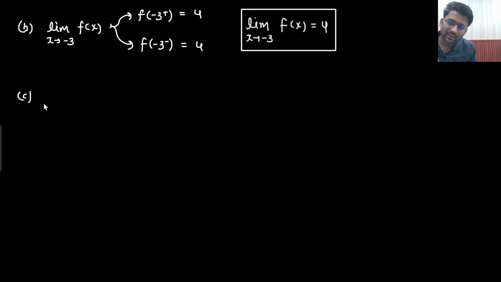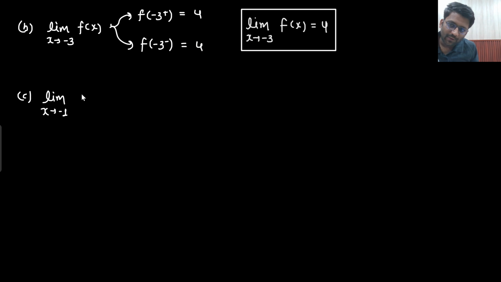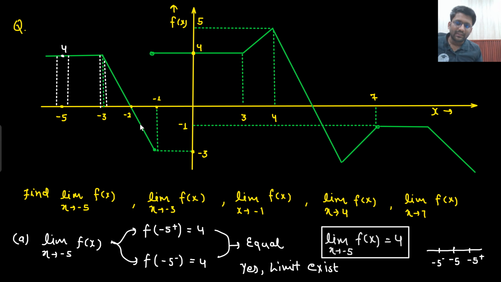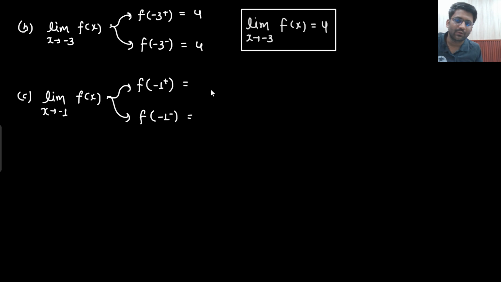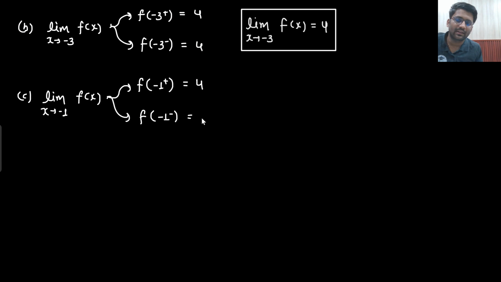Let's take the next example. Limit x tending to minus 1 f of x. That means we need to find out the value of f(x) just after minus 1 and just before minus 1. Just after minus 1, the value is 4. And just before minus 1, what is the value? Just before minus 1, the value is minus 3.